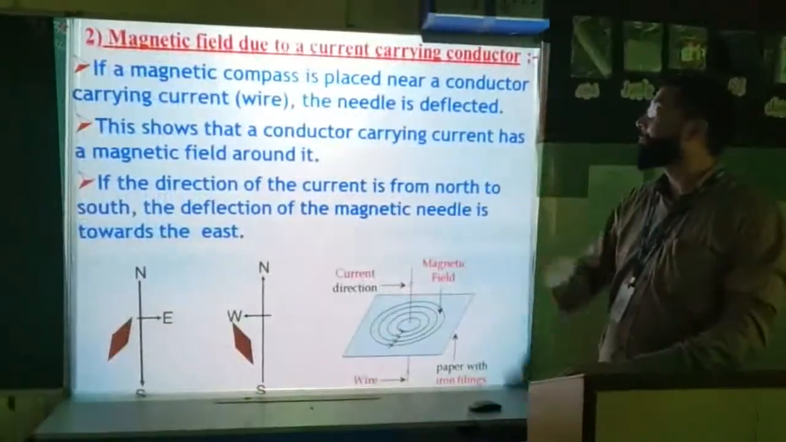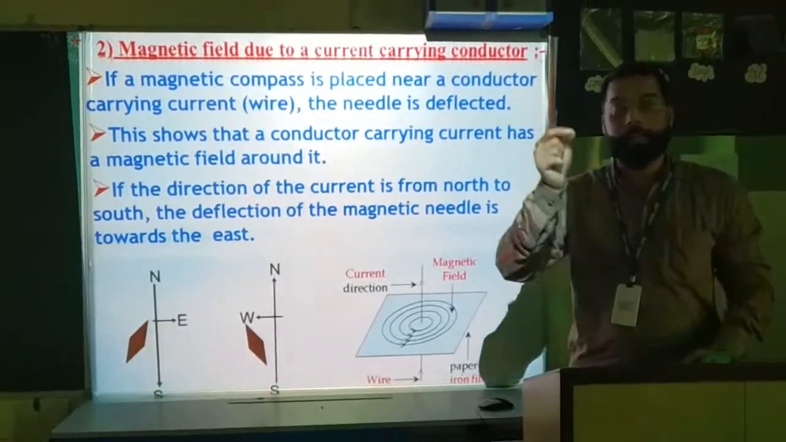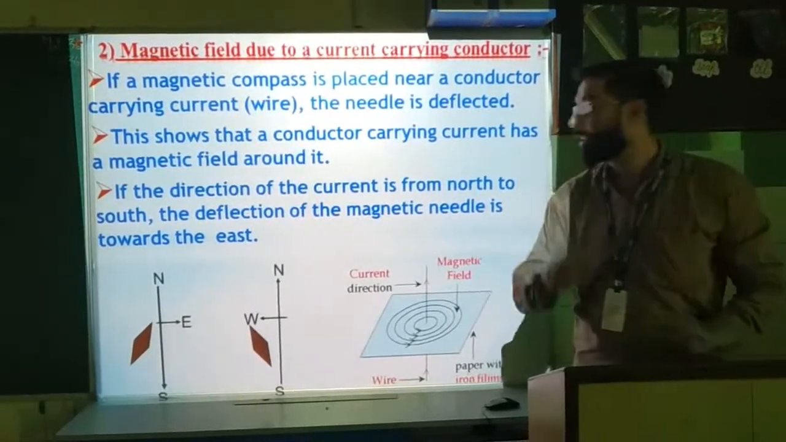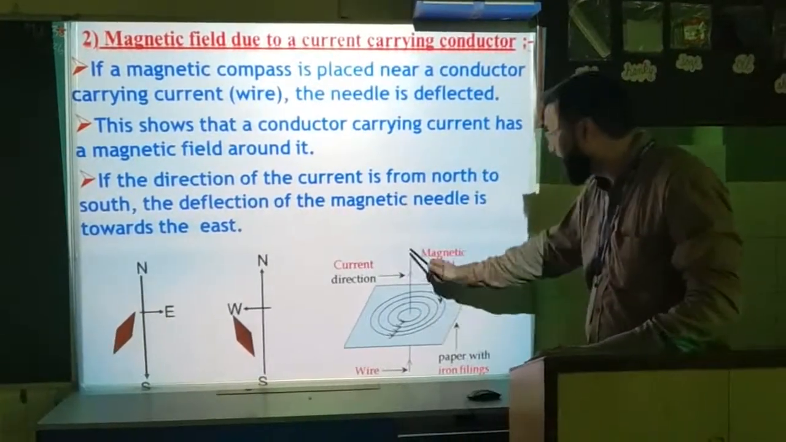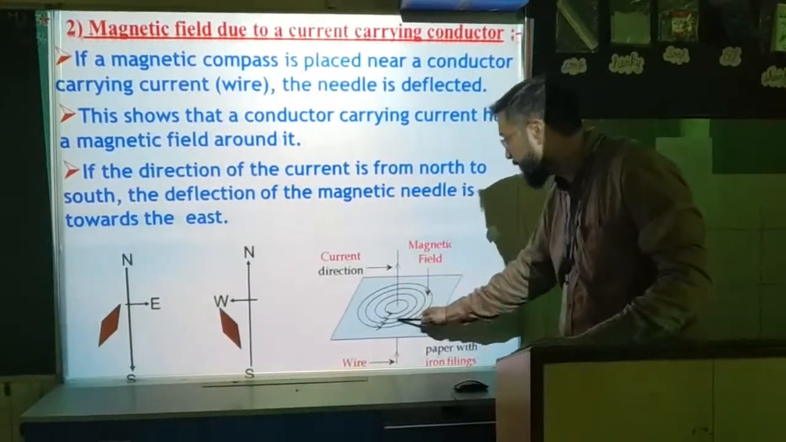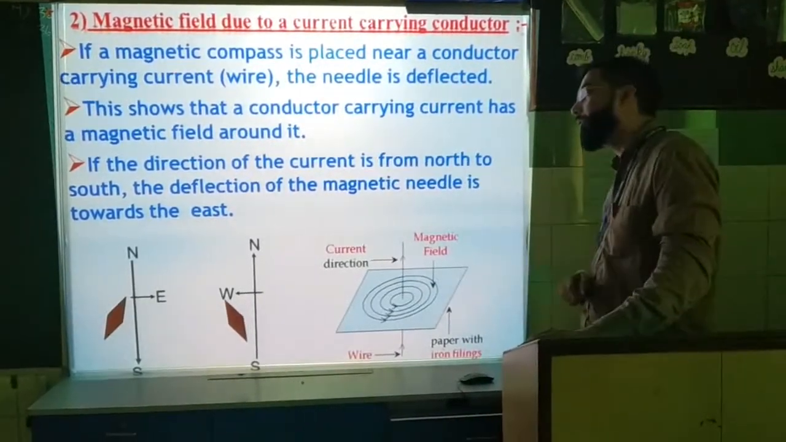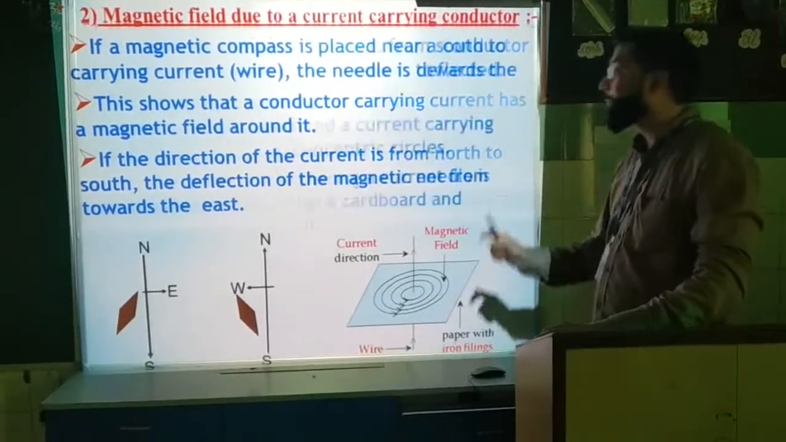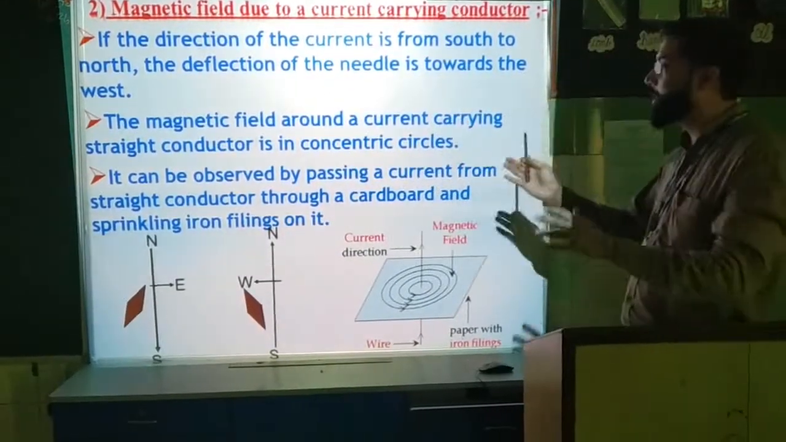Next topic is magnetic field lines due to a current carrying straight conductor. It means if you pass a current through a straight conductor, a magnetic field is developed around that conductor. This shows a conductor carrying current has a magnetic field around it. When electric current is passed through it, a magnetic field is set up around it. If the direction of current is from north to south, then the deflection of the magnetic needle is towards east, and if the direction of the current is from south to north, then the deflection of the needle is towards the west.